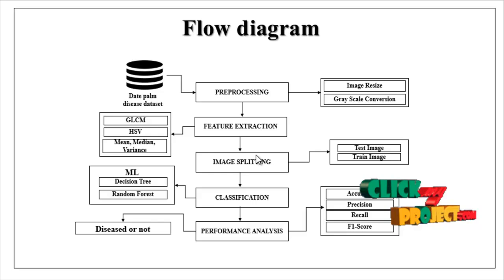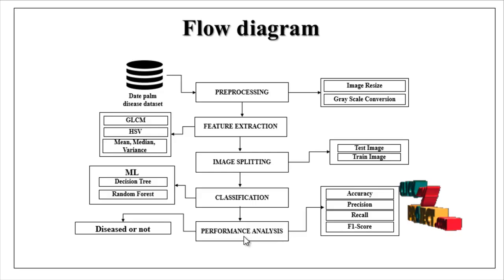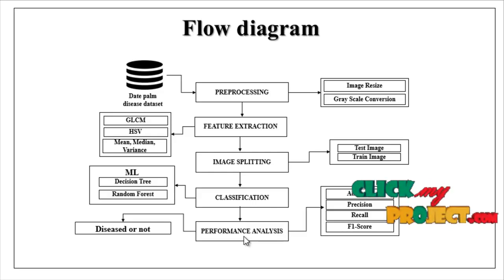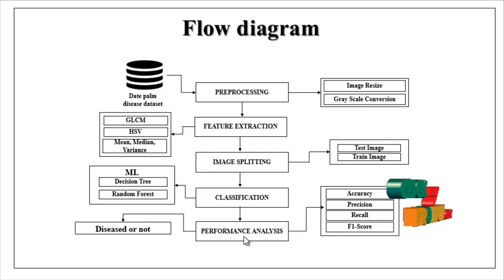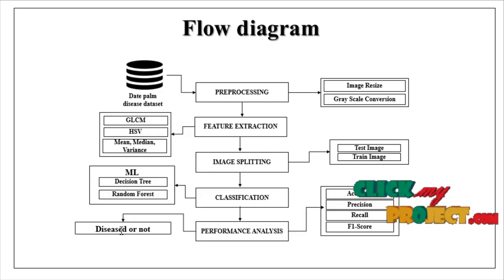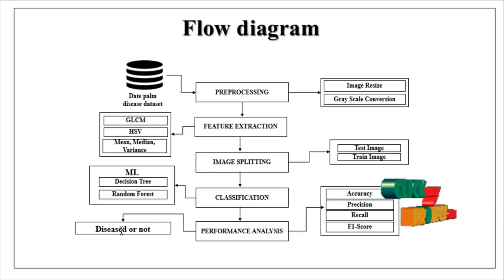The split data is carried to the classification module. Here we can implement different machine learning algorithms such as decision tree and random forest. The classified data is carried to performance analysis. Here we estimate performance such as accuracy, precision, recall, and F1 score. Then finally we can predict whether the chosen input image is affected by disease or not. This is the flow of our project.